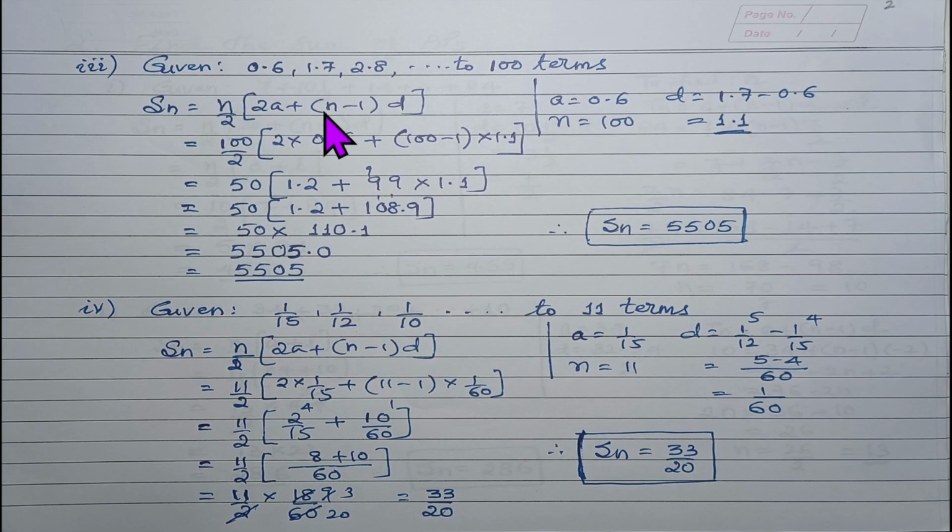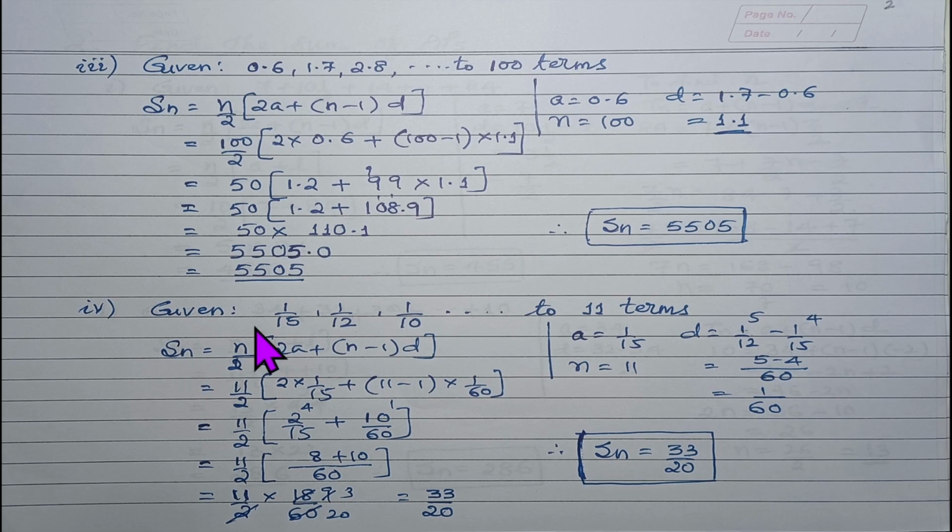Now coming to the next example, we are given the AP 0.6, 1.7, 2.8 to 100 terms. Now we have to find S100. So we know that n is 100 here, and a is 0.6, d is 1.7 minus 0.6, that is 1.1. So substituting the values of a and d in the formula Sn is equal to n upon 2 in the bracket 2a plus (n minus 1) into d, we get 100 upon 2 in the bracket 2 into 0.6 plus (100 minus 1) into 1.1. Simplifying, again please be careful because since the decimal values are there, so we have 1.2 plus 99 into 1.1, 1.2 plus 108.9, 50 into 110.1, that is 5505, the sum of 100 terms of the given AP.